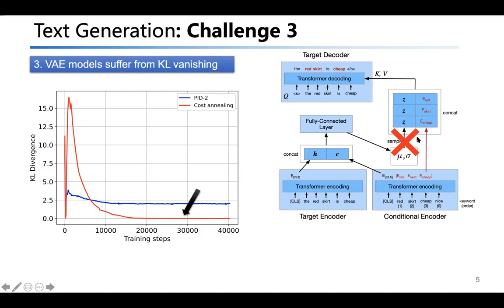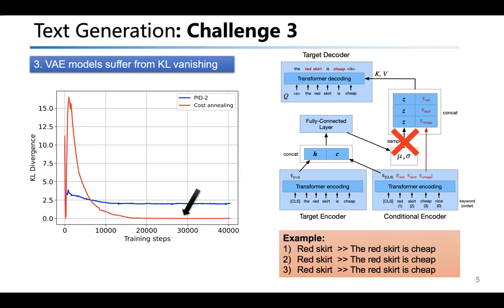Next, I use a toy example to illustrate the negative effect of KL vanishing. In this example, if we input the keywords red skirt 3 times, and our model suffers from KL vanishing, it will generate the same text data exactly 3 times without any diversity. So this is a negative effect of KL vanishing.